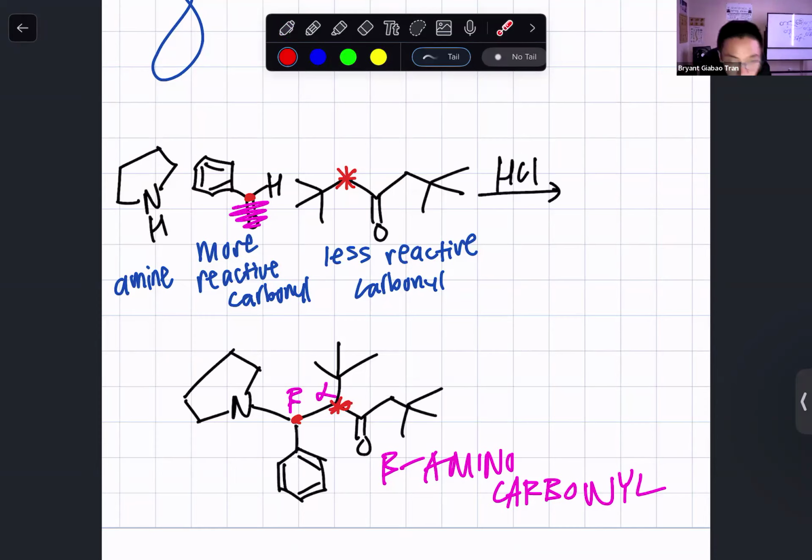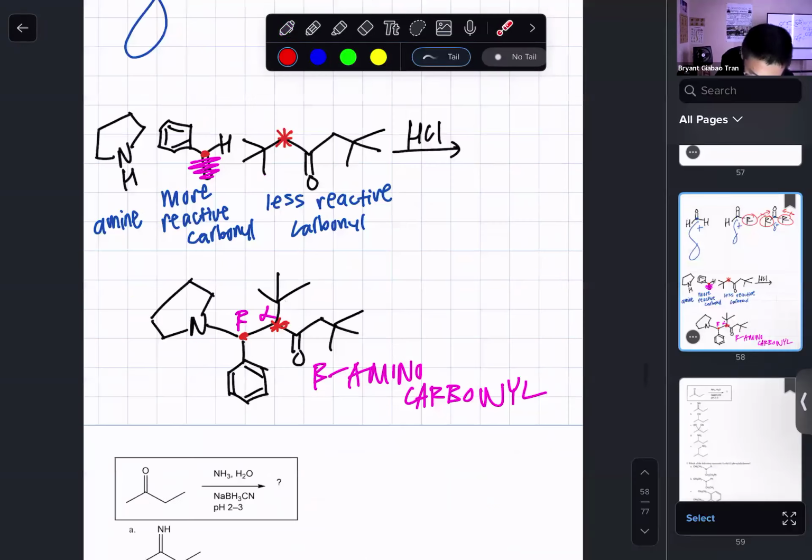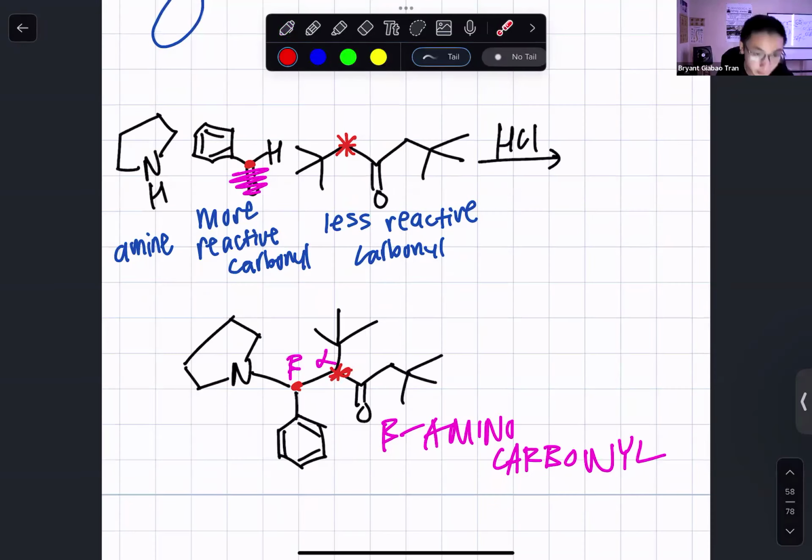Yeah, so if you guys are getting confused on how this is getting connected, I'm going to show you the step-by-step mechanism just to give you more context of what's going on here. But this is the quick way to do it on the exam to save time.